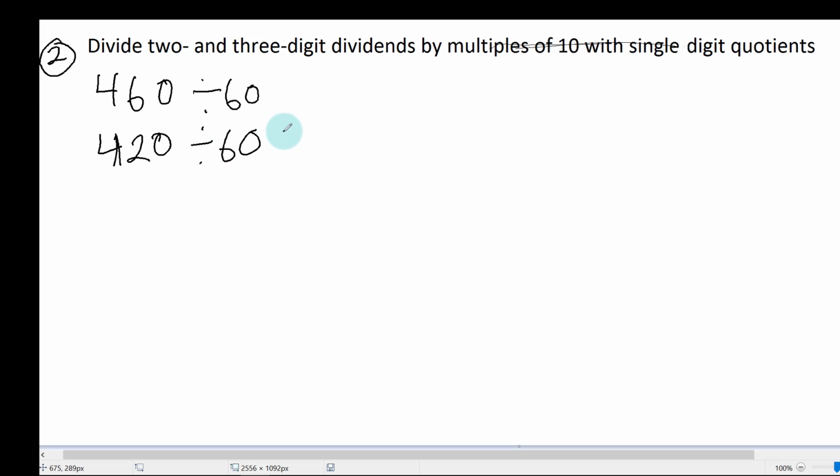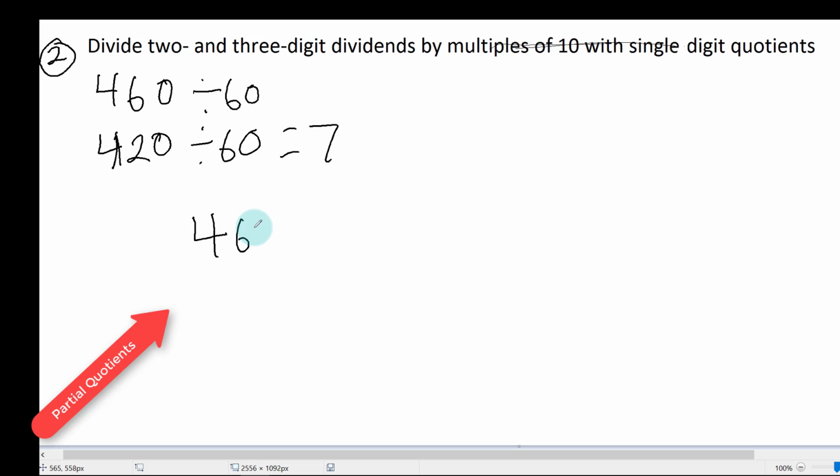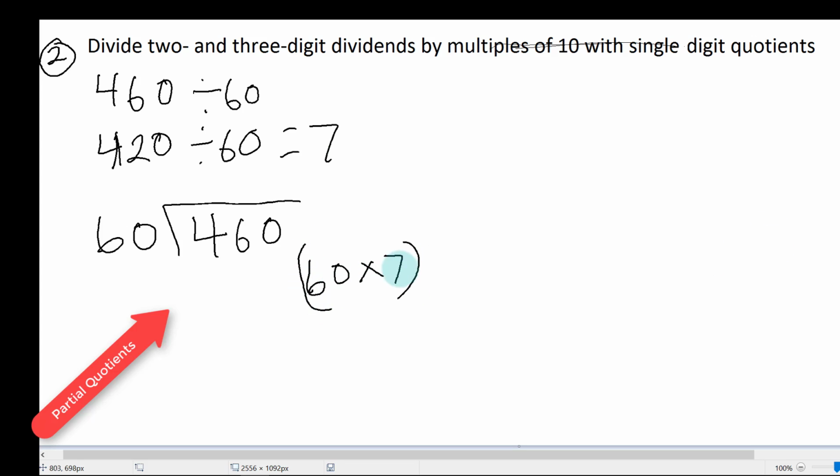Divide that by 60 equals 7. So I know I'm looking for a quotient near 7. Again, starting with partial quotients this time, we have 460 divided by 60. And since we have an estimate around 7, we're going to start with 7. So 60 times 7, my divisor times my estimated quotient there, equals 420. We're then going to subtract 460 minus 420, and we know we have 40 left.